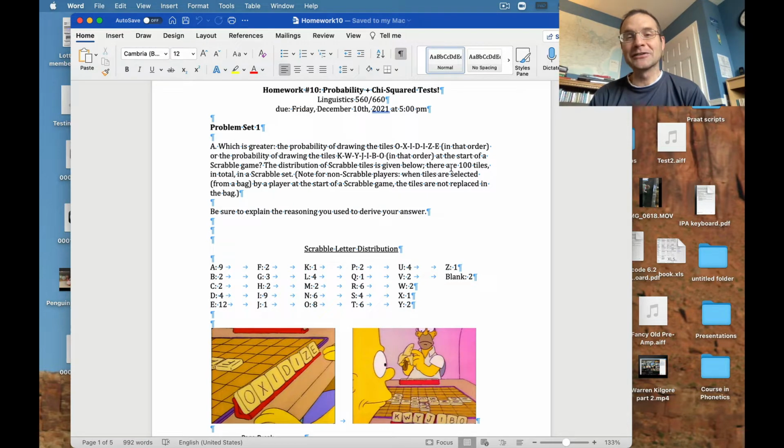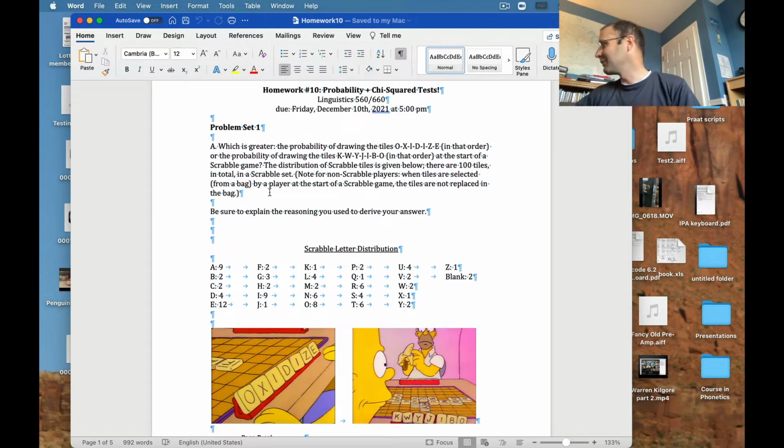There are 100 tiles total. 2 of them are blank and can be used as a wild card, any kind of letter. But those are separate issues. When I talk about oxidized or Ouija, I mean these specific letters, not the blanks.